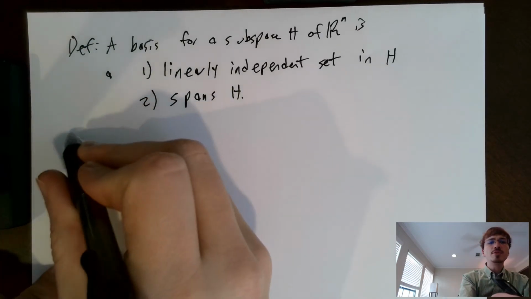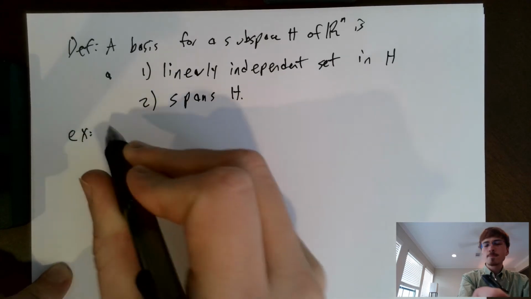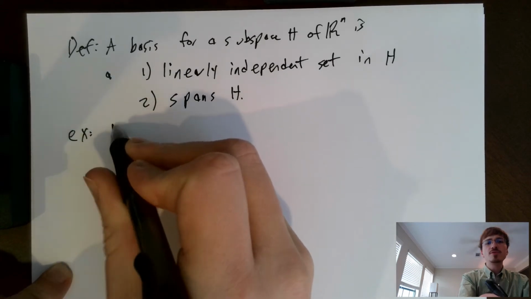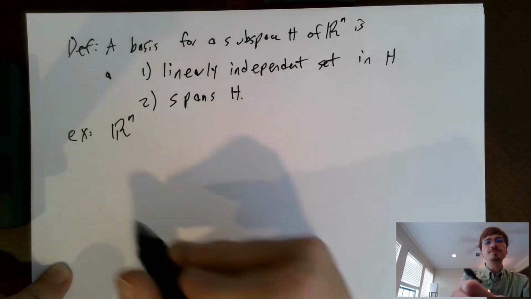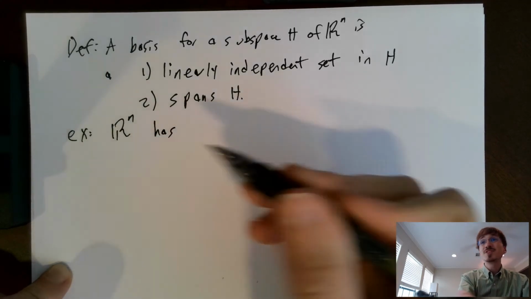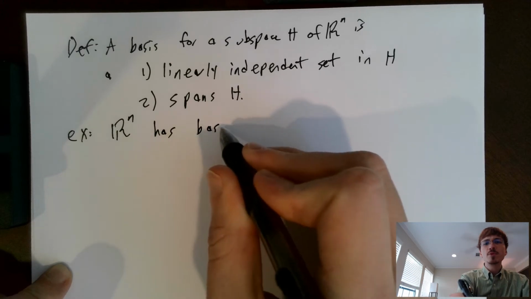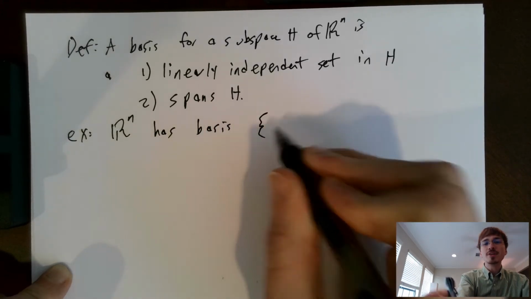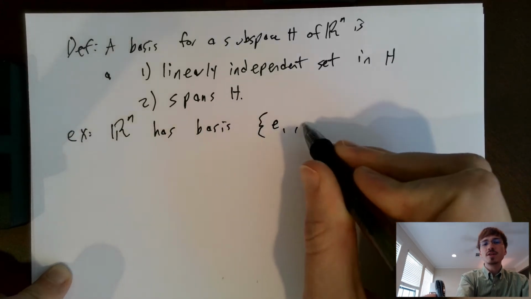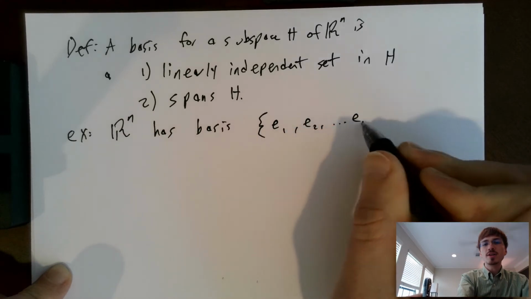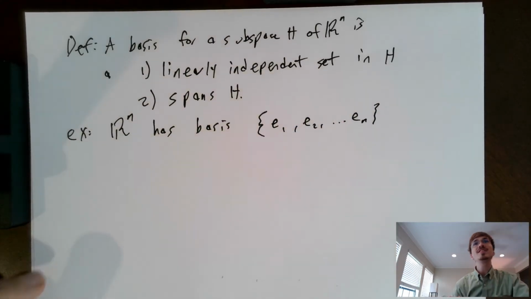So as an example, what is your favorite basis for Rn? Well, there are tons of them. These things aren't unique. But what is called the standard basis is E1, E2, and so on up to En. This is called the standard basis for Rn.